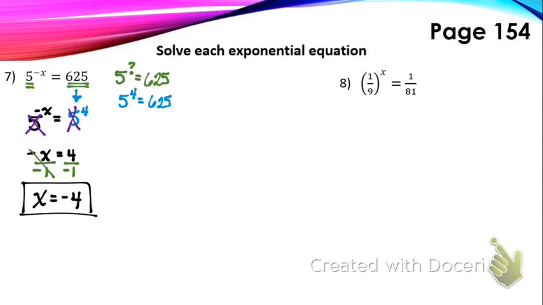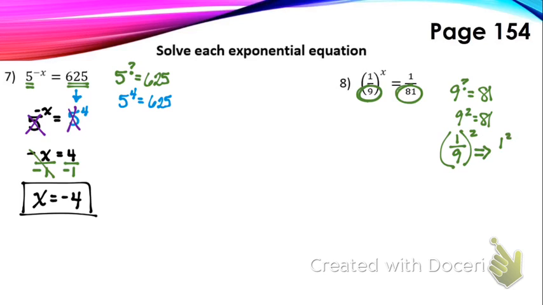Can I try the same kind of thing with number 8? Yeah, I'm just looking at the bottoms right now. 9 to what power gives me 81? 2. 9 squared equals 81. So 1 over 9, if I square it, that gives me 1 squared over 9 squared. That gives me 1 over 81, right? So I'm going to rewrite this guy right here as 1 over 9 squared.